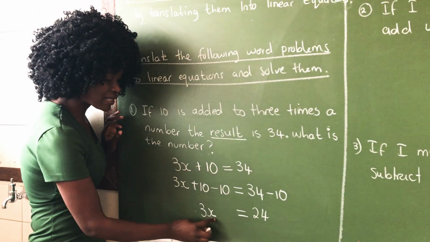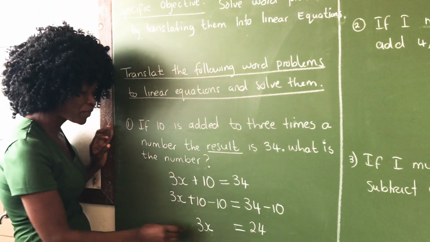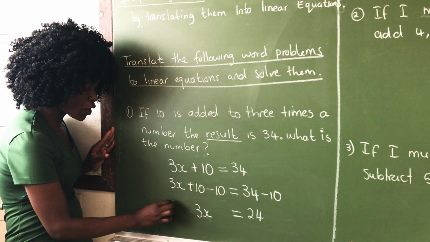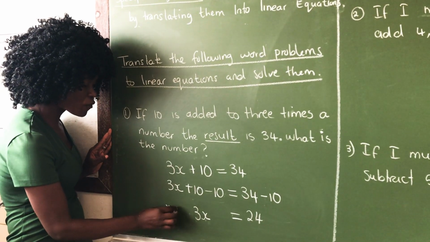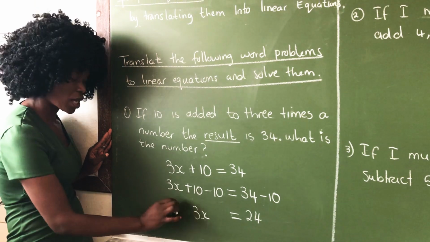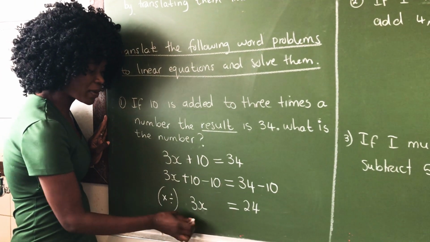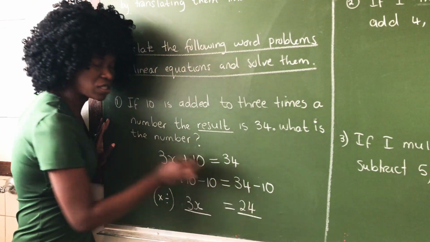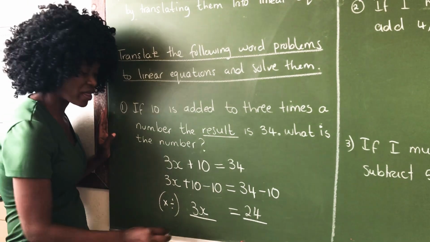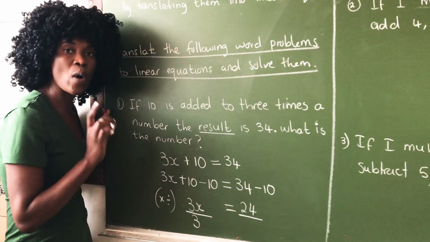So to get this number, since there is a multiplication sign here, the opposite operation sign of multiplication is division. So in other words, if there is a multiplication sign here, I'll bring in the division sign. So what do I divide with? I'll divide by 3. Why?